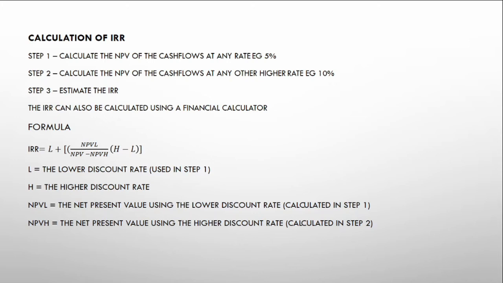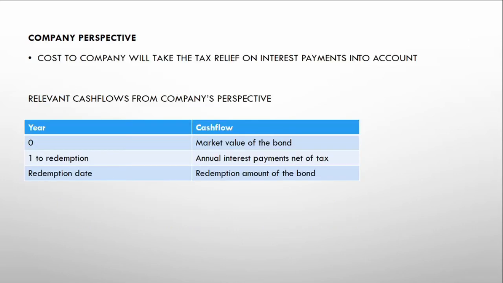But I would also strongly encourage you to know how to calculate it on a financial calculator. And then even if you use the formula, you can just check it on your financial calculator to make sure you haven't made a mistake. So if we look at the cost of redeemable bonds from the company perspective, we'll see that the cost to company needs to take into account the tax relief, just like we did for the irredeemable bonds. So remember, the company is going to pay interest payments to the bondholder.